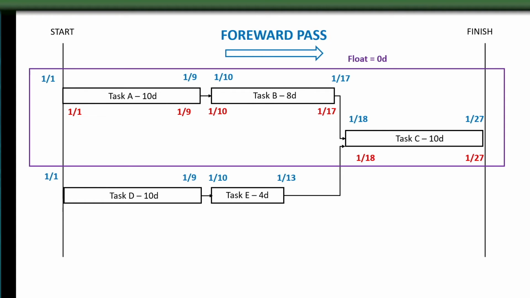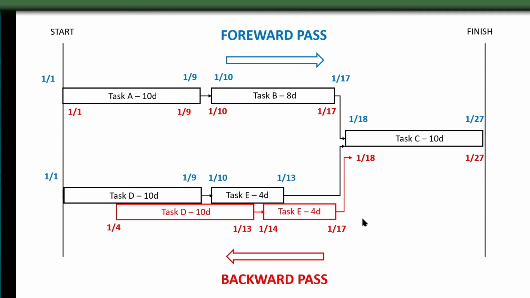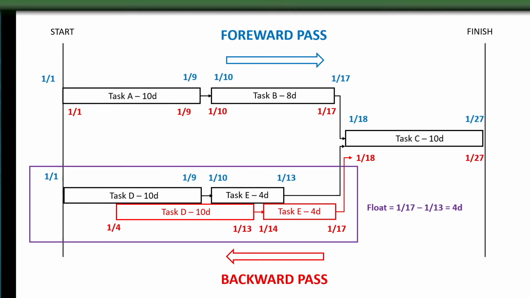But what about the bottom path? How do the late dates shake out from the backwards pass for the bottom path? We can see from these late dates that this path will not have 0 days. The late and early dates do not match. We start to notice a difference here on task E. The latest it can finish is 117 because the latest task C could start is 118. Doing some quick math on any of the early or late dates, we get 4 days of total float. So the top path has 0 days float, and the second path has 4 days of total float.